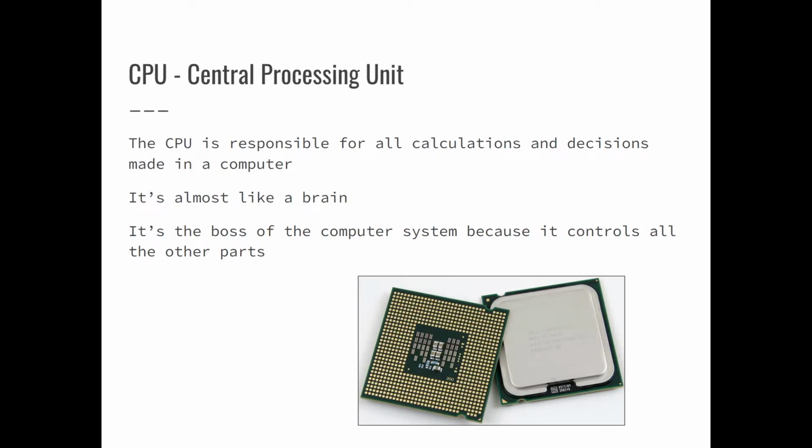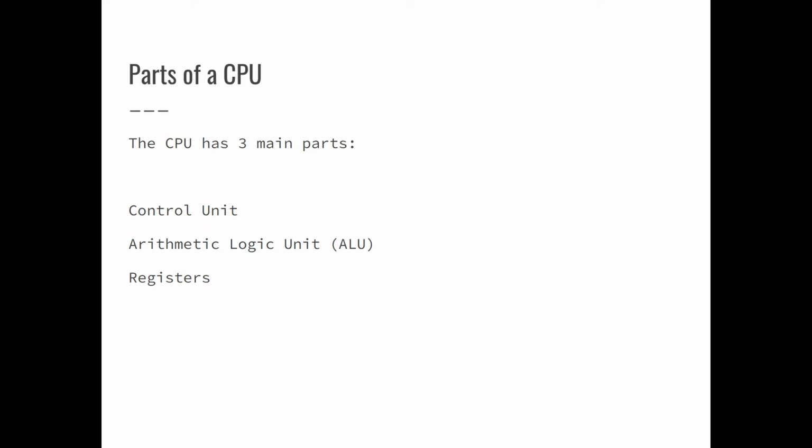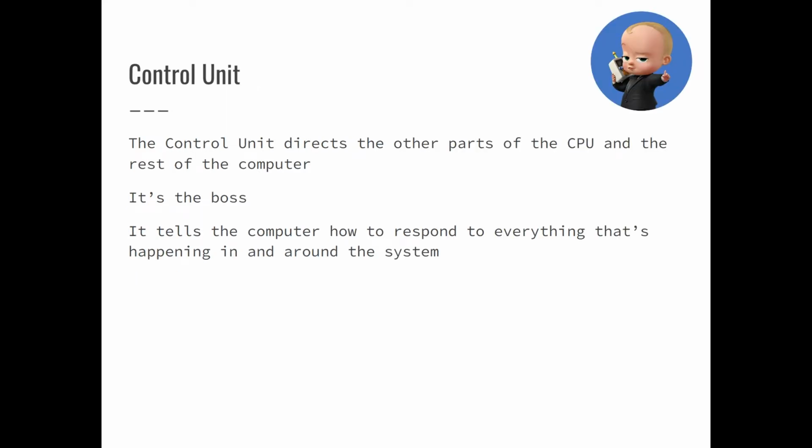It's responsible for everything really. Specifically though, calculations and decisions. It's in charge of the whole computer system. It's like the boss, but you'll see later on that there's a part within it that is more like the boss. So that's the CPU, an integral part of the computer system. The CPU has three main parts that you need to know of. The first is the control unit, then you've got the arithmetic logic unit, also known as the ALU, and you've got registers.